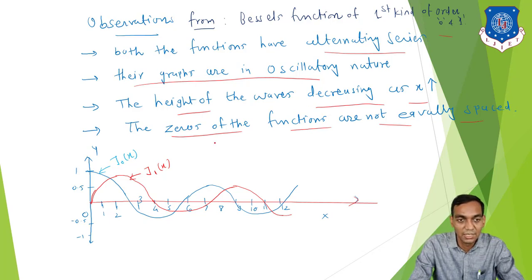Same manner, the zeros of the function are not equally spaced. That means, now see, here you have a function's value 0, then suppose here you have a function's value 0, then this distance is 3 point something something. But if you find this distance, then it is not the same as the first distance you have. That means the zeros are not placed equidistant. Okay, so this is very important.